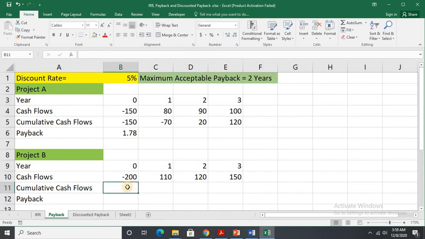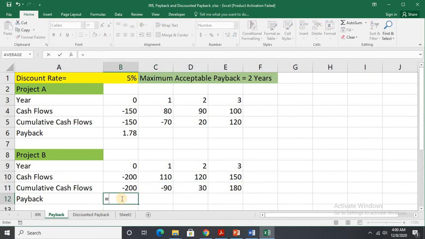Now the same way let's calculate payback period for project B. So cumulative cash flow equal sign, then in the first year there is only cash outflow, so cumulative cash flow for year 0 is minus 200, then for the year 1, minus 200 plus 110. Press enter, then drag this one. So these are the cumulative cash flow for other years. Now let's calculate the payback period.